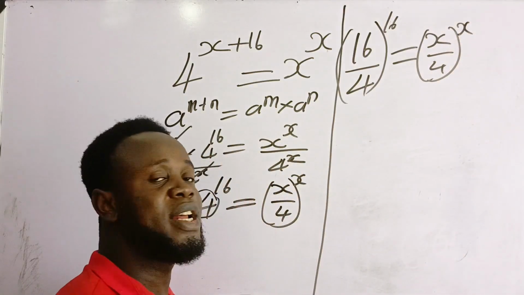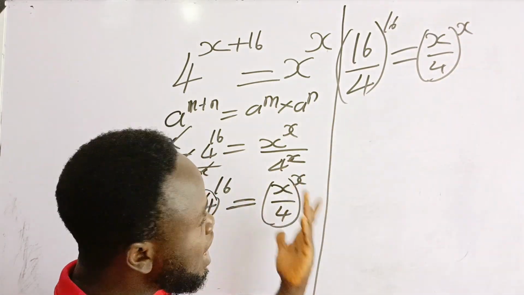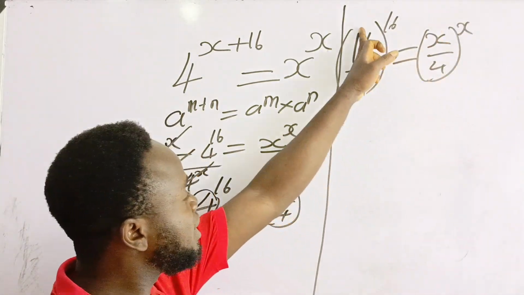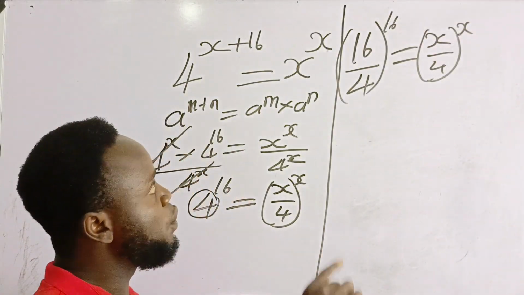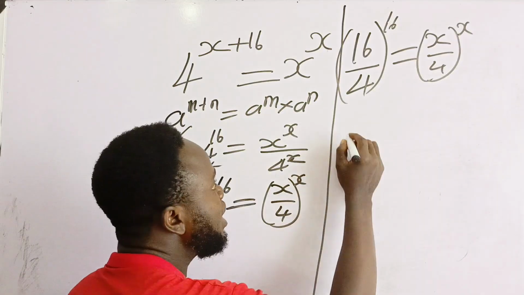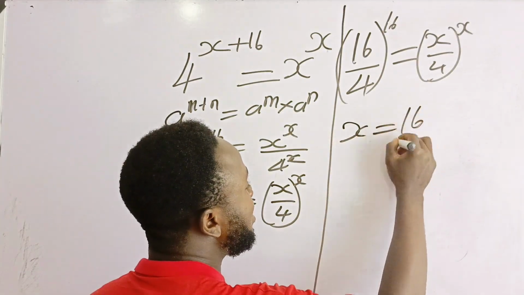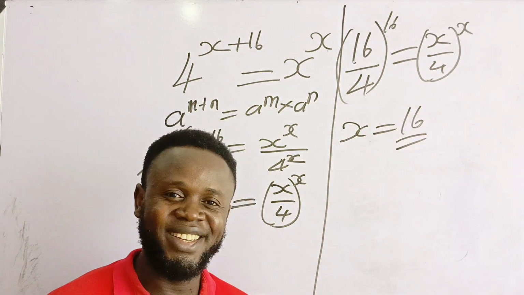So at this point, you can now see that we can compare x over 4 and 16 over 4, which is 16 and x. So if we compare the exponents, we will get our answer: x is equal to 16. As simple as it is. Thank you.